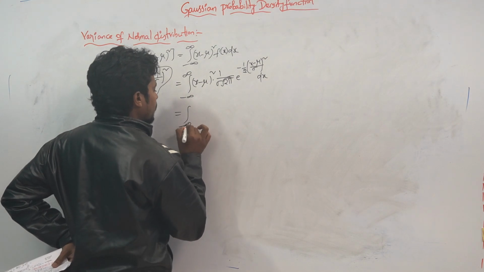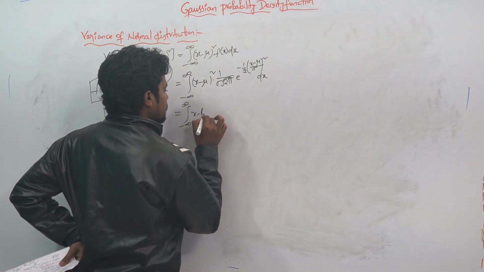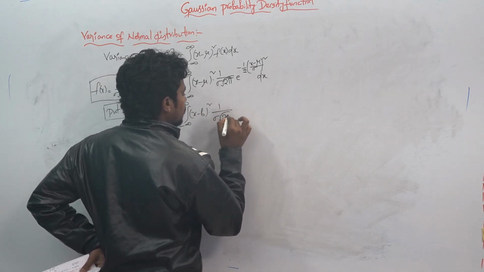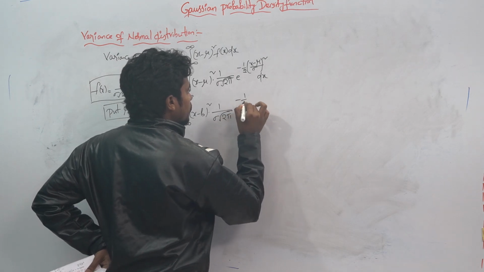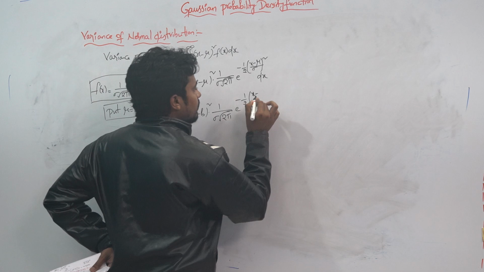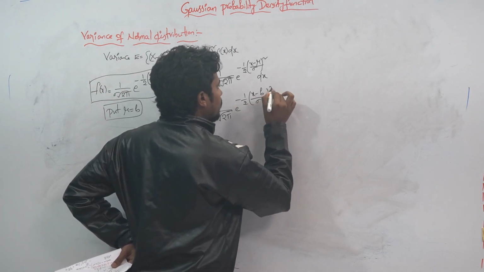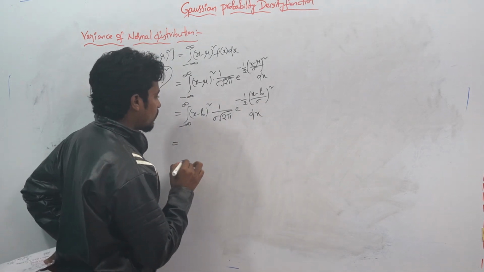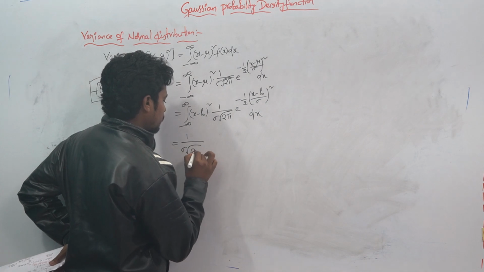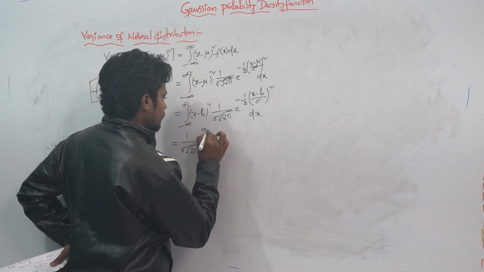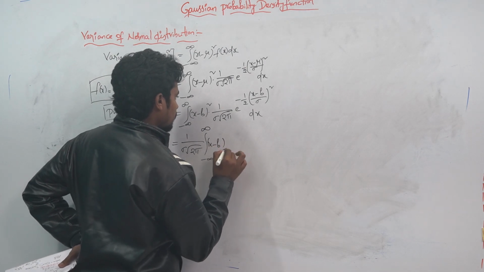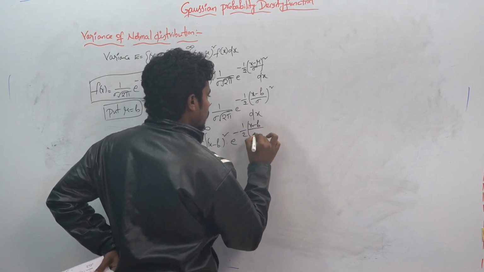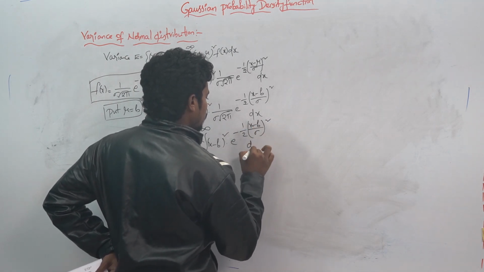That will be the integration from minus infinity to infinity of (x minus b) whole square into 1 divided by sigma into root 2 pi into e power minus 1 by 2 into (x minus b divided by sigma) whole square into dx. Put the constant outside: 1 divided by sigma into root 2 pi, integration from minus infinity to infinity of (x minus b) whole square into e power minus 1 divided by 2 into (x minus b divided by sigma) whole square into dx.